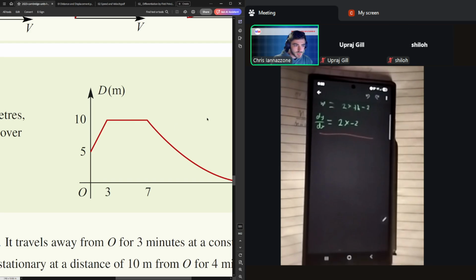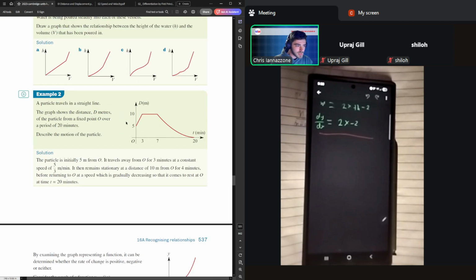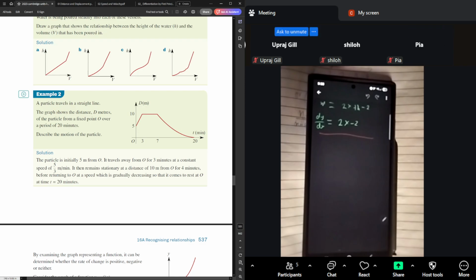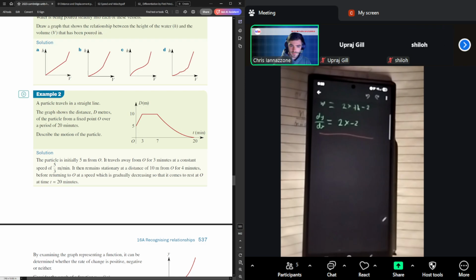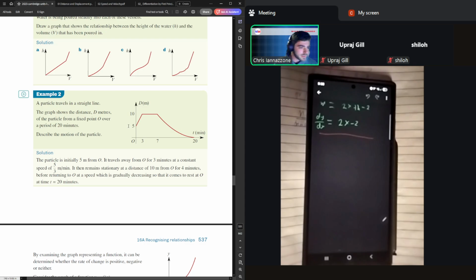Clear enough the differences between distance and position there? That's one of the tougher things to clarify there. Cool. Okay, so that's about distance, displacement, position, that sort of thing.